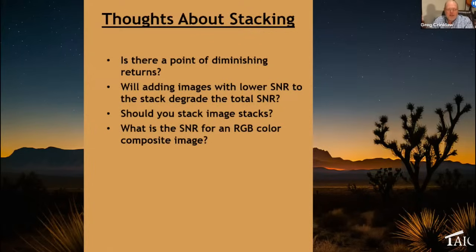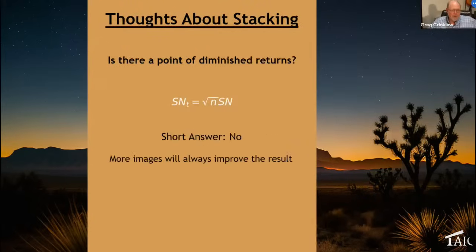The third question was, should you stack image stacks? What we mean by that is, let's say you took 50 images the first night, you stack those all up, and then the next night it was clear, which you didn't expect it to be, and now you got 50 more. Should you start over and stack all 100? Or is it okay to stack the first 50 and then the second 50 and then stack those two together? And lastly, how do you calculate the signal to noise ratio for an RGB color composite image or an LRGB? So those were the questions that I had going in.